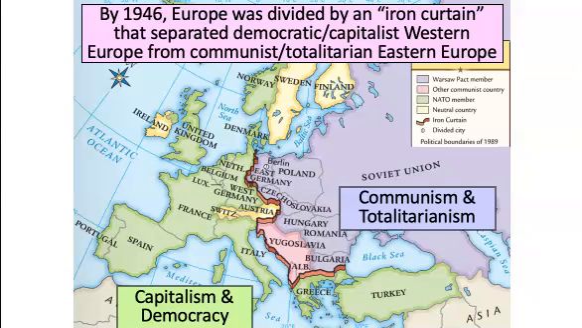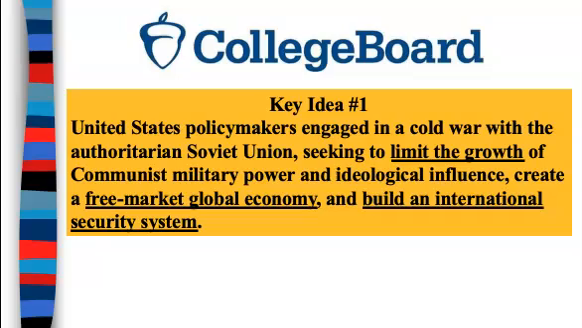But that's where we begin with all this context, in that we're starting off in this Cold War, this era of hostility between the Soviet Union and the United States, leading us to our first key idea, which says: United States policymakers engaged in a Cold War with the authoritarian Soviet Union, seeking to do three major things: one, limit the growth of the communist military power and its ideological influence; two, create a free market global economy; and three, build an international security system.